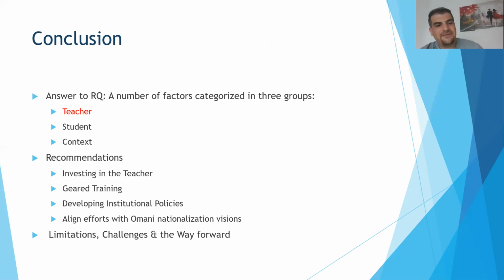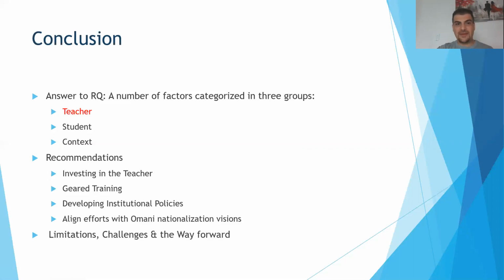Now, in my conclusion and answering the research question, there are factors that affect student attention. There are three dimensions of factors. Some of the factors are related to the teacher, and I highlight this in red because my research finds that the teacher is the most important element or dimension in all of these three.